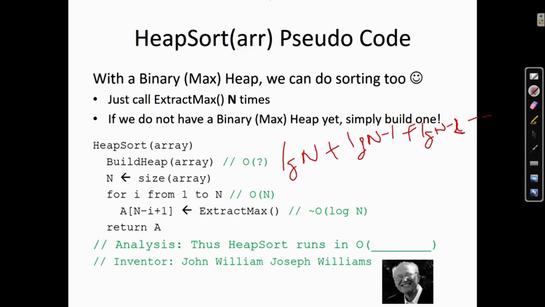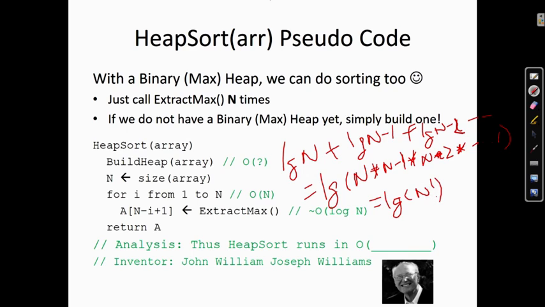Correct? So this is actually what? If you know your logarithm, it is log of n times n minus 1 times n minus 2 all the way down to 1, which is what? Log of n factorial. What is log of n factorial? This is yet another identity. It's called Stirling's approximation. It gives you n log n.